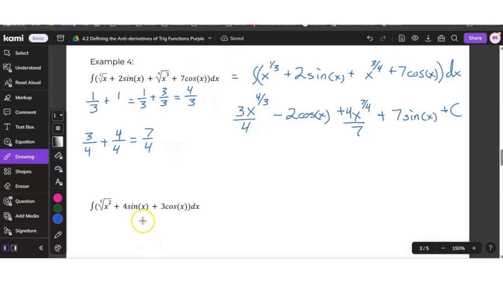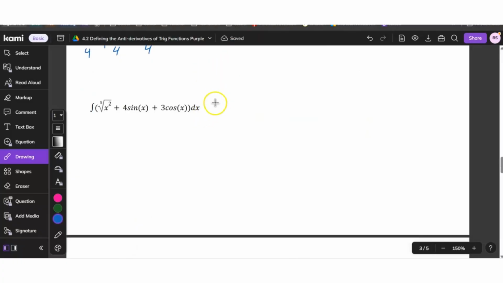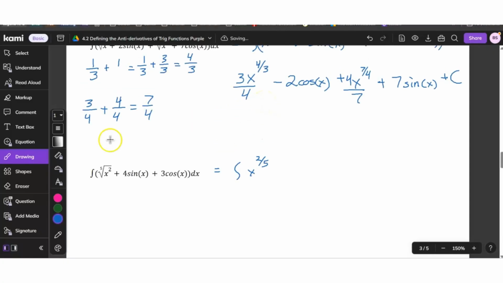Try the next one on your own. Similar idea. Okay? So start by rewriting it. Okay, we're going to start by rewriting this one. Well, since it's rewritten, I want you guys to try it on your own.